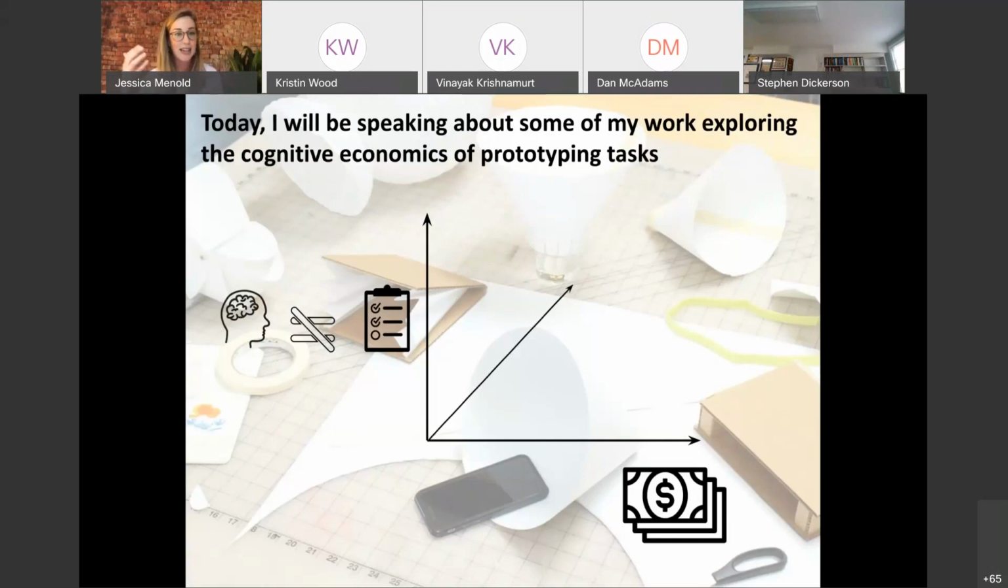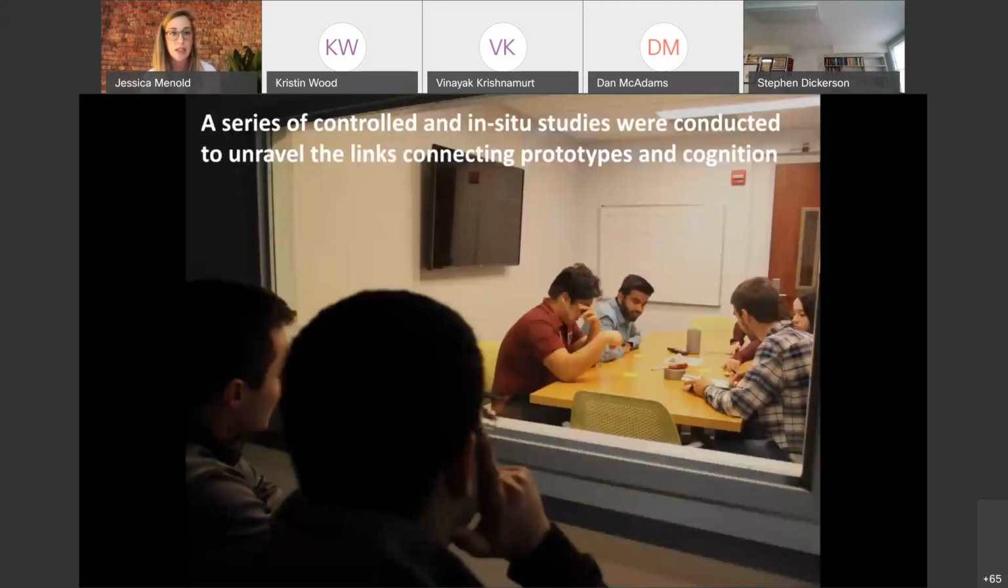And so to start to get at this, some of our work in my lab has really focused on studying the people behind design, the cognitive strategies that they employ. And today I'm going to talk to you about a series of controlled studies and in situ studies that are ongoing in our lab. We've been conducting mixed methods in situ studies aimed at really unraveling and characterizing the links between prototyping tasks and designer cognitive state. And in particular, we've studied the narratives that designers use to rationalize and justify design decisions in order to identify what factors may be influencing designer behavior during prototyping tasks.